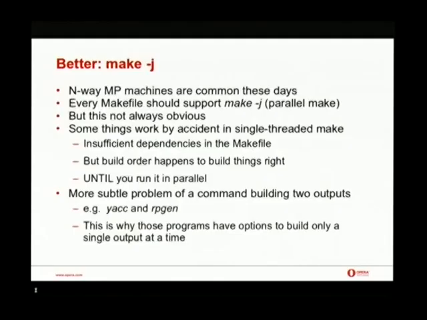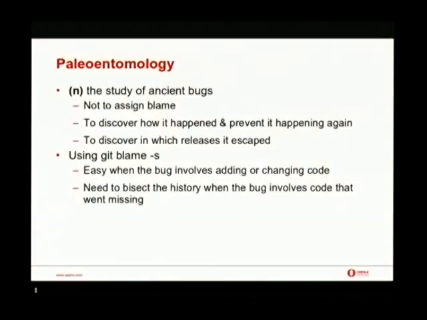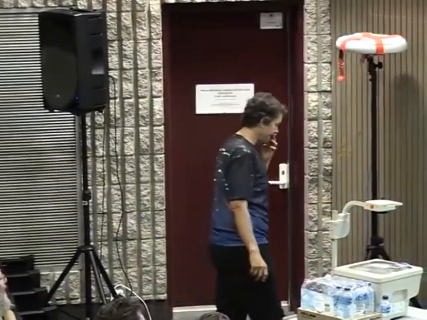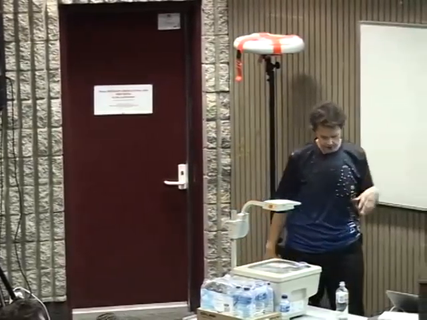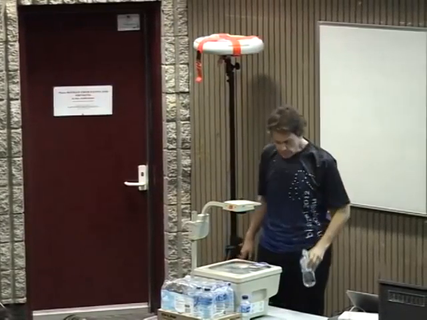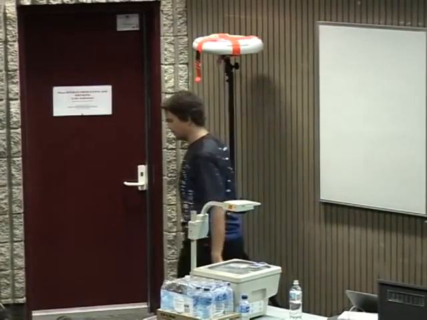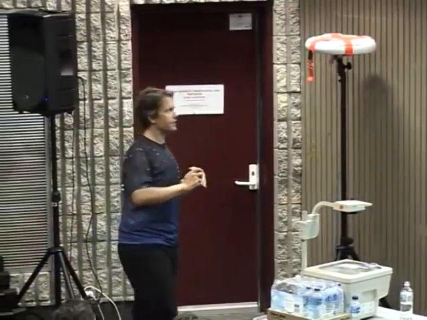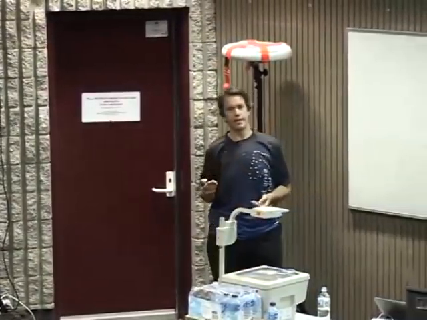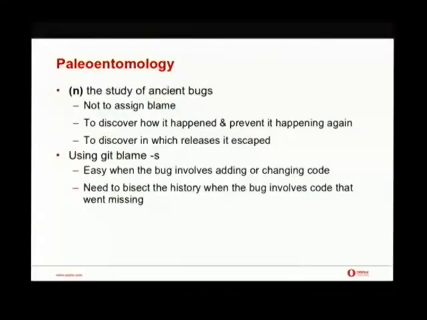Now, I'm going to go to the war stories because I'm almost out of time. Paleoentomology is the funny name for the study of ancient bugs. This is a name we came up with when I worked at SGI. It fundamentally comes down to trawling through the version control system to work out who broke something and why. It's not a blame storm thing. The point is to discover how it happened, prevent it happening again, and also, more practically, you sometimes need to tell people which releases they need to upgrade from.